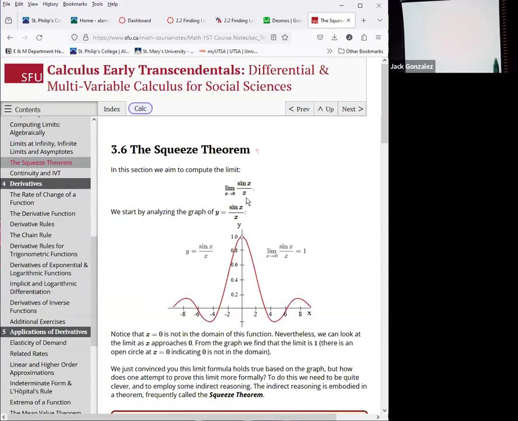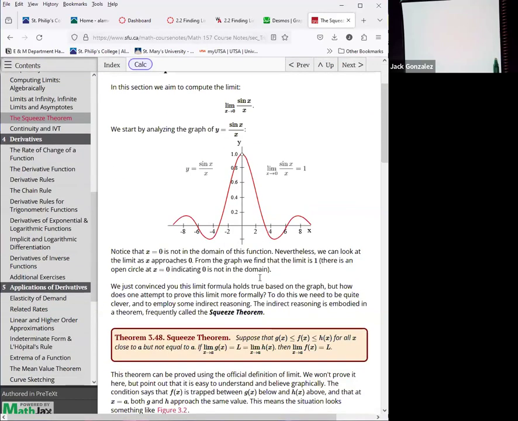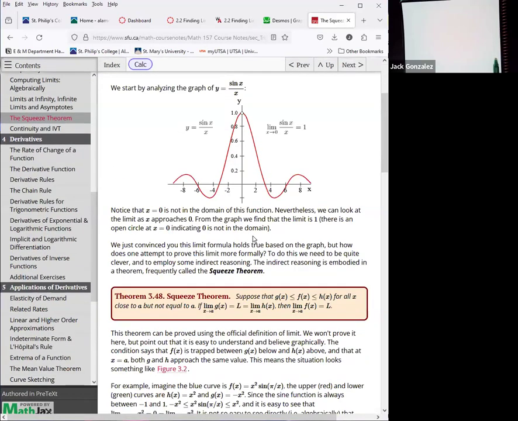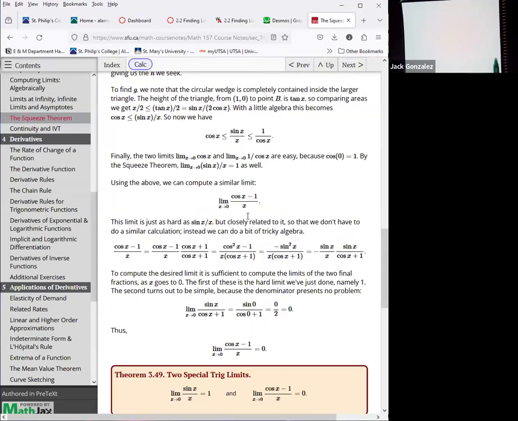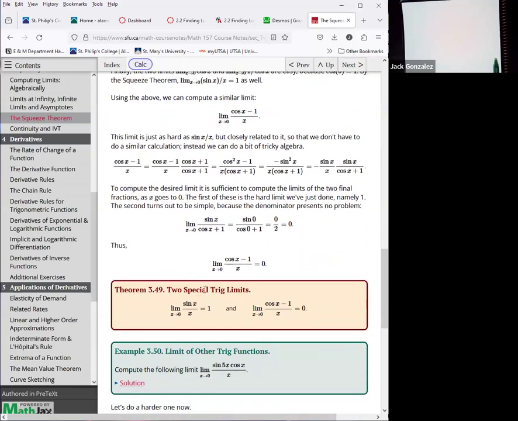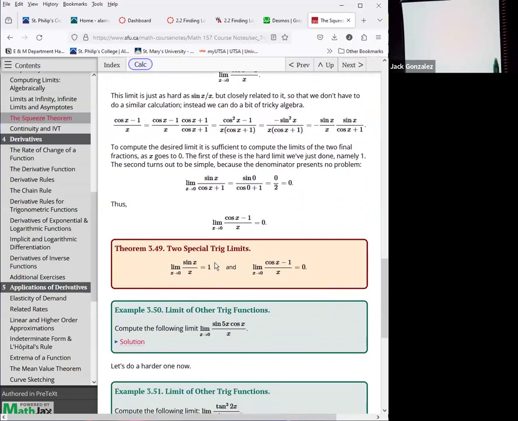So the limit as x goes to 0 of sin x over x, they prove with the squeeze theorem that it will always be equal to 1. There are two special trig limits. This is in your book. I would make sure that this is on your formula sheet for exam one. I would put both just to be safe.